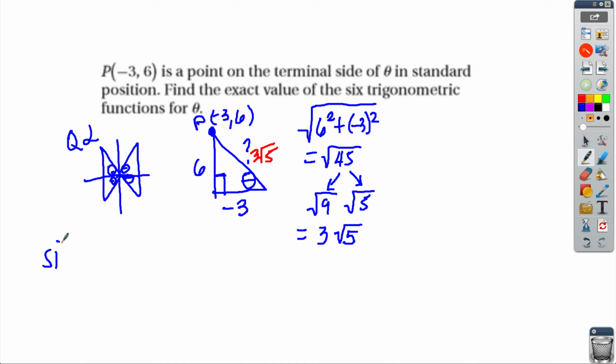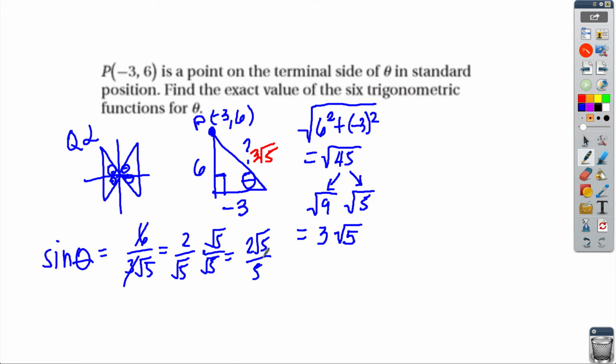Let's start with sine theta. Theta's right here, remember? Sine is opposite over hypotenuse, where you have your opposite, which is 6, over 3 root 5. Let's write it down right here: 6 over 3 root 5. Simplifying this first, 6 can be divided by 3, so we have 2 over root 5. Is this an okay answer? No. You want to rationalize. So let's multiply by root 5 over root 5. Thus, we have 2 root 5 over 5. This is sine theta right here.